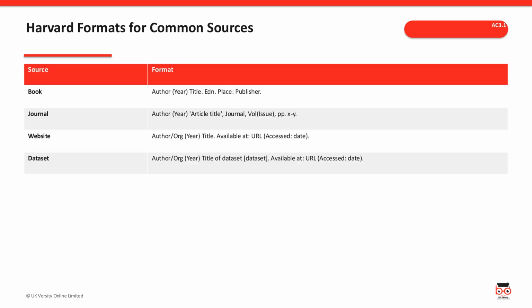Different source types follow slightly different patterns, and it's worth having them to hand. A book runs author, year, title, edition, then place, and publisher. A journal adds the article title in quotes, the journal name, volume and issue, and the page range. A website gives the author or organization, year, title, then available at the URL with the date you accessed it, and a dataset follows the same idea but flags it as a dataset. Keep these templates nearby, and referencing becomes almost mechanical.